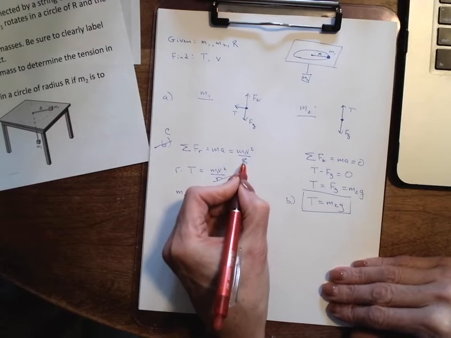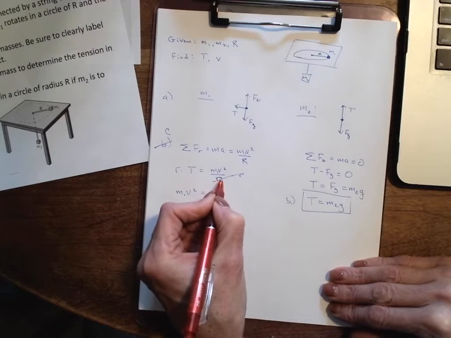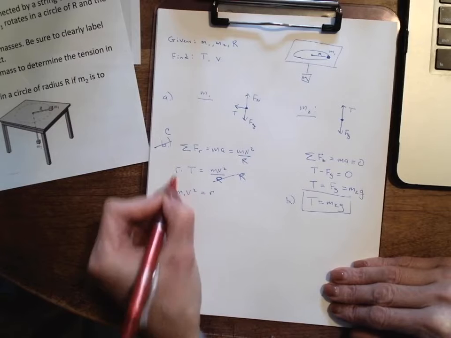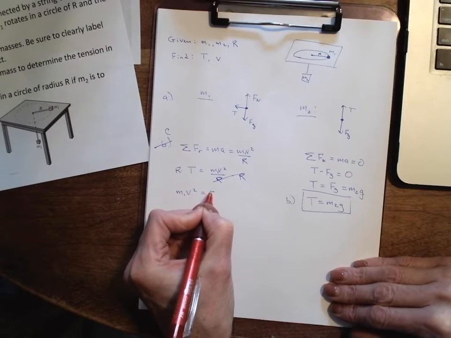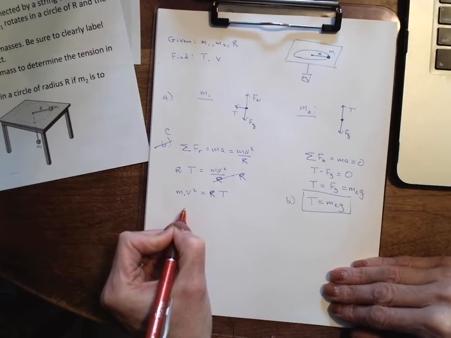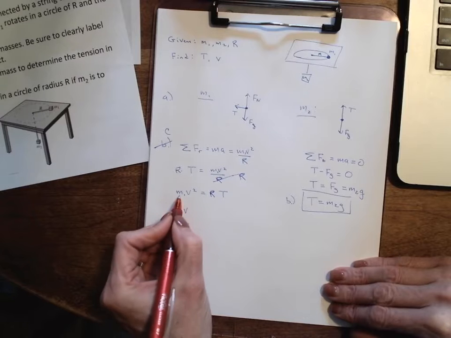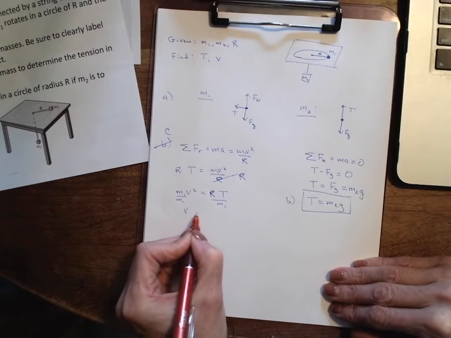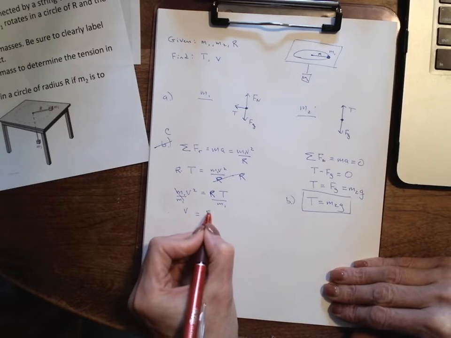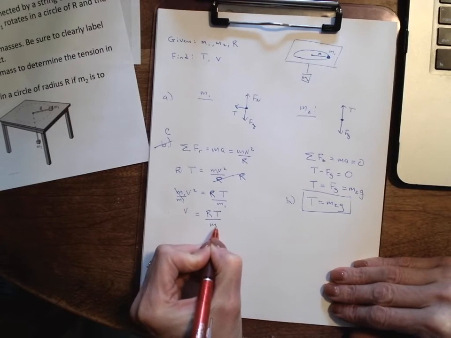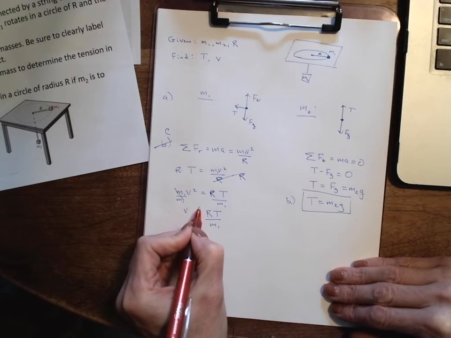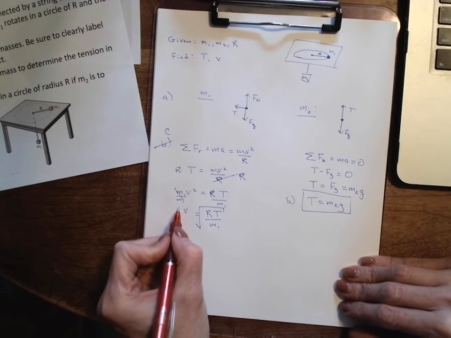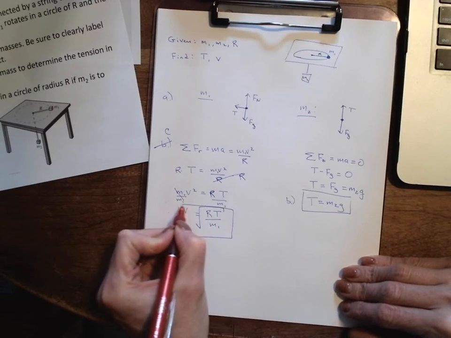Here I changed my R a little bit. This was big R, this is little r. Let's make them the same because they're the radius, so let's be consistent. This is going to be my R times T. And now to find v, I'm going to divide by M1 on both sides. So that's going to be R times T divided by M1, and then this was squared, so I'm going to take the square root. And that's it. That's your answer.